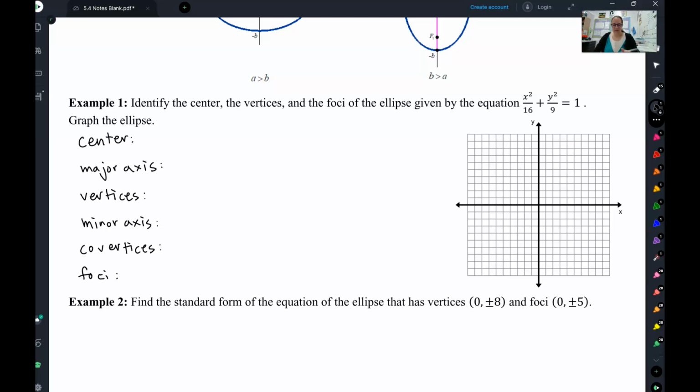Let's practice. So here we have an ellipse equation: x squared over 16 plus y squared over 9 equals 1. So the first thing I'm going to look for is the center. Remember, that's h and k.